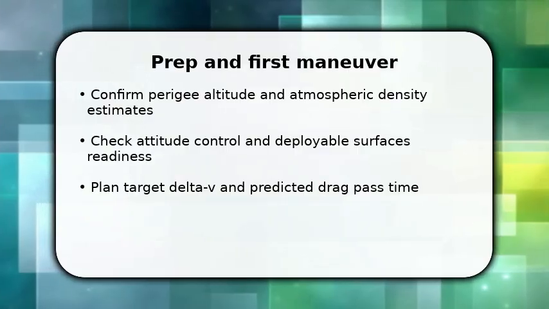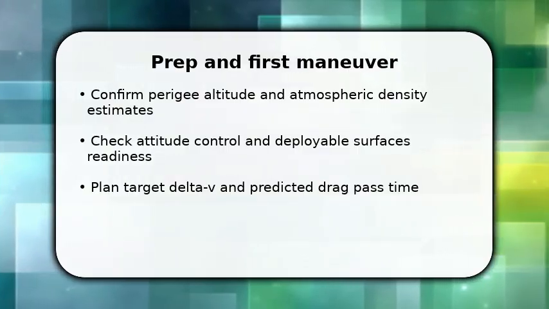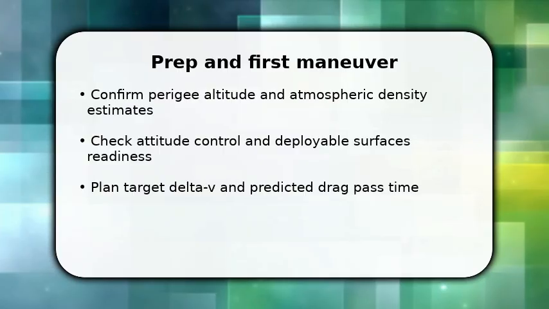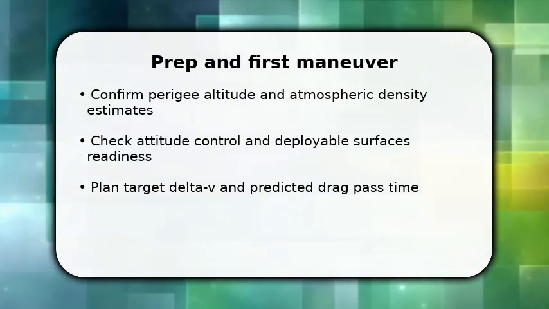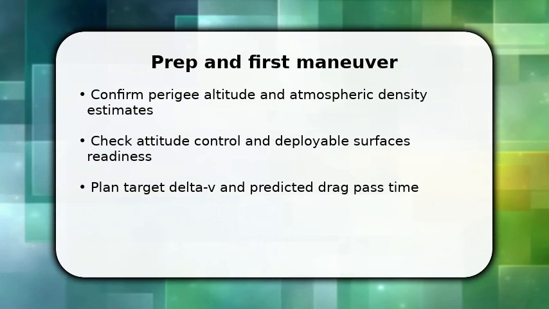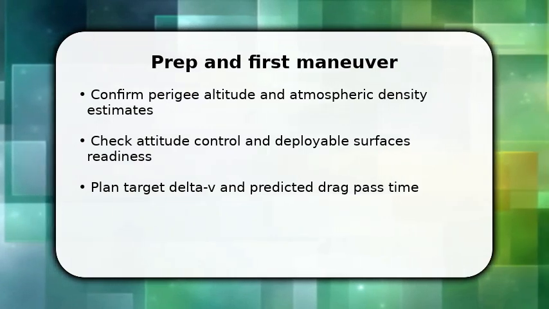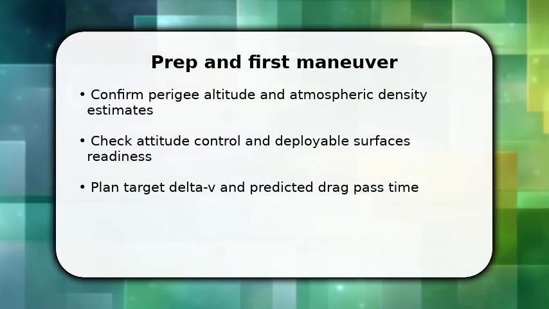Make sure to compute the target delta V equivalent from predicted drag and schedule the first burn or surface deployment at the upcoming perigee. This gets you immediate, measurable change. It's the actionable first step that initiates controlled orbital decay.